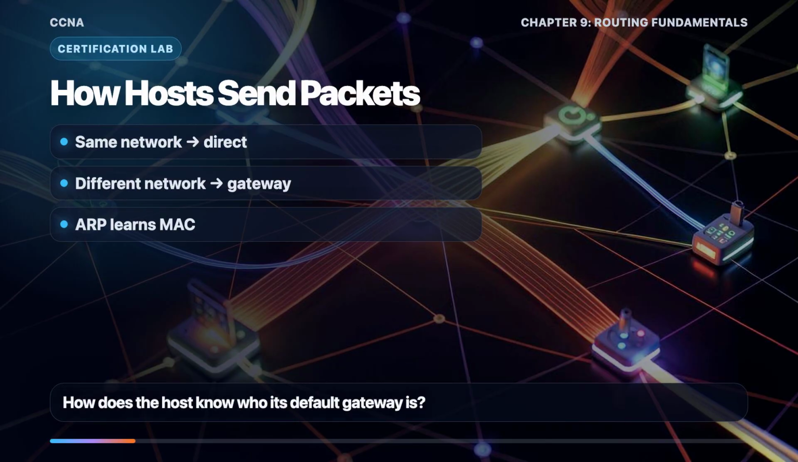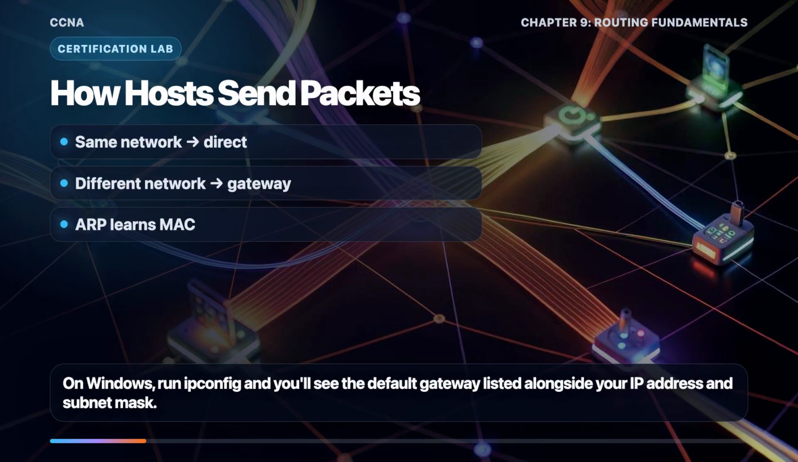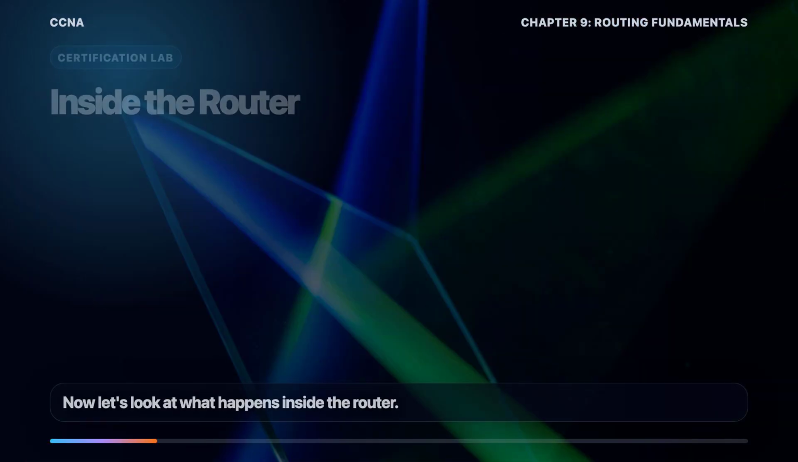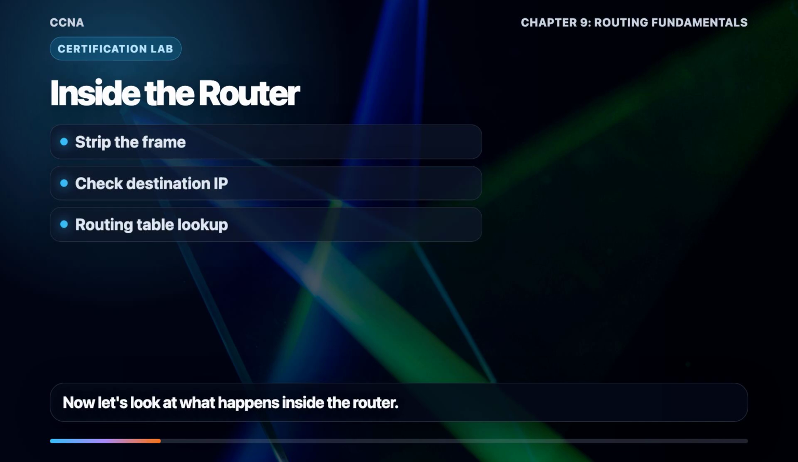How does the host know who its default gateway is? Usually, DHCP tells it. On Windows, run ipconfig, and you'll see the default gateway listed alongside your IP address and subnet mask. Now let's look at what happens inside the router.